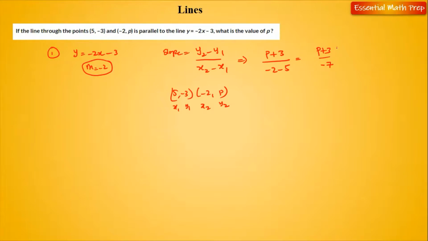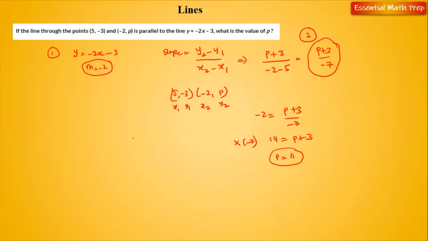Now this is the slope of the second line. This is the slope of the first line. The 2 slopes are equal. That means -2 is equal to p plus 3 over -7. So if you multiply by -7 on both sides, that will give you 14 equals p plus 3. P equals 14 minus 3 is 11. So that means, what is the value of p?